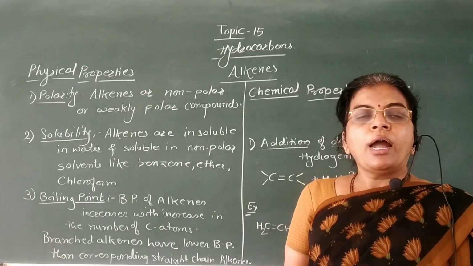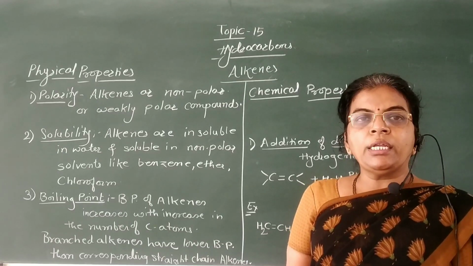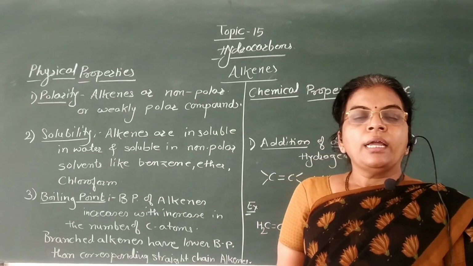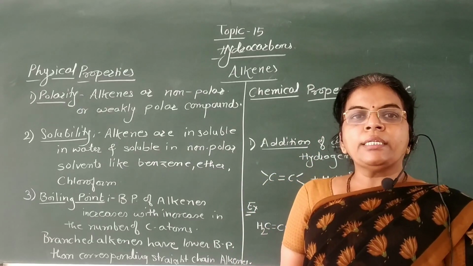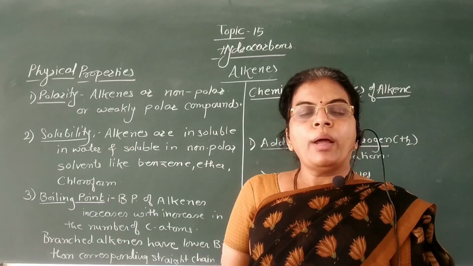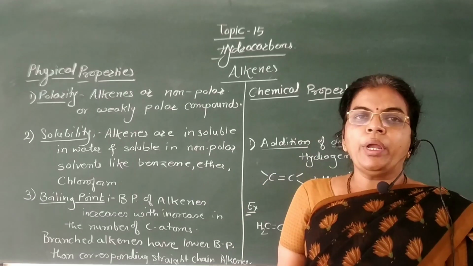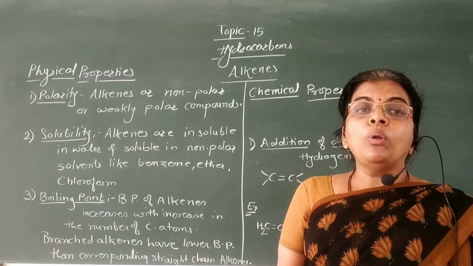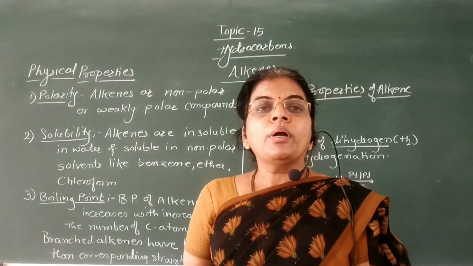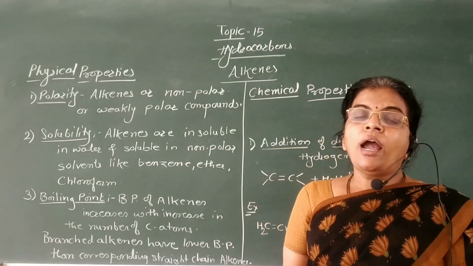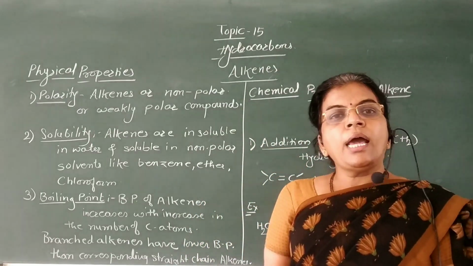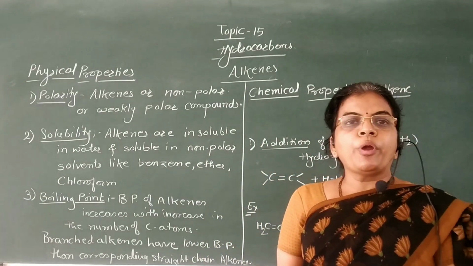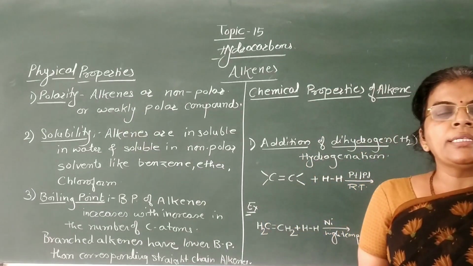Boiling point of alkenes increases with increase in the molar mass of alkenes. That is, as the number of carbon atoms increases in the alkene, the boiling point also increases. Branched chain alkenes have lower boiling point than the corresponding straight chain alkenes. These are the physical properties of alkenes. Now we are going to see the next point, chemical properties of alkenes.